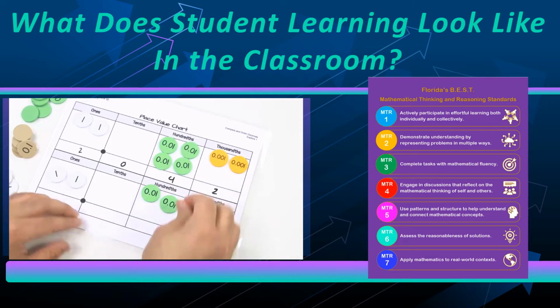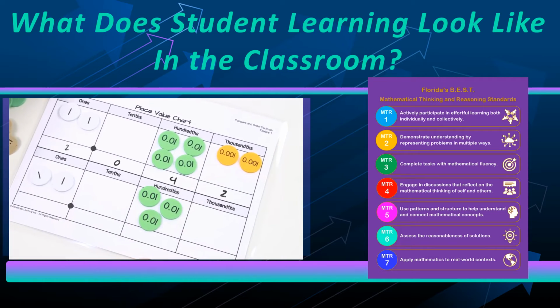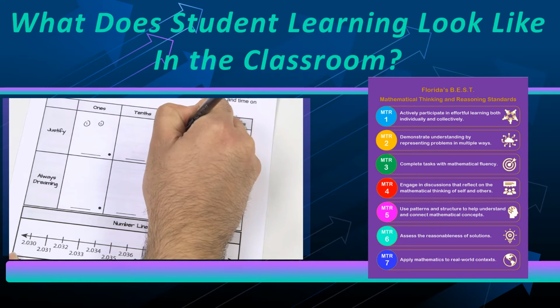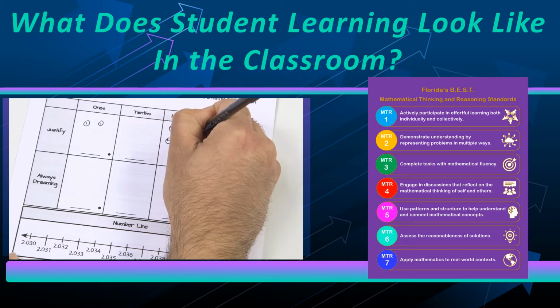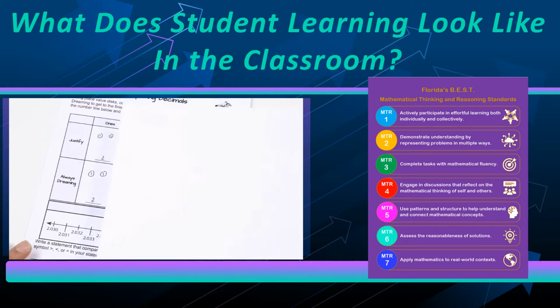This is all part of the CRA approach: concrete, representational, and abstract. You'll notice a copy of the mathematical reasoning and thinking poster in the corner. This lesson would highlight MTR 2 and 5.